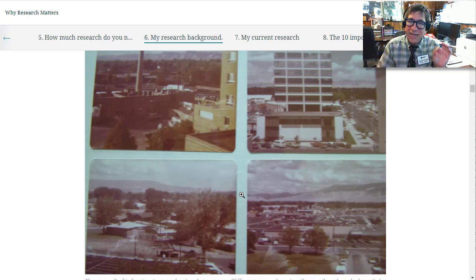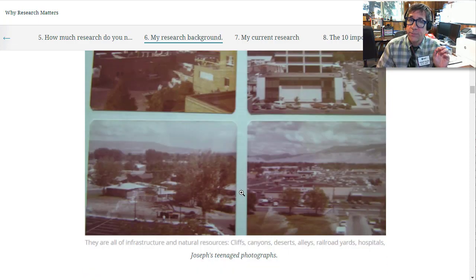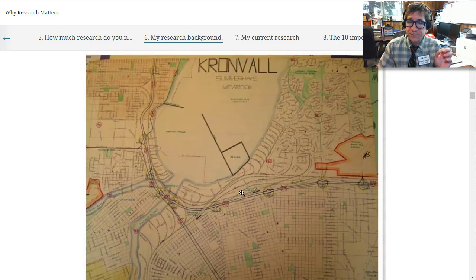So I was always very keen on getting outside. I loved technology, and I also loved maps. So as a young person, I would make maps of made-up places like you see here. This map is based on reality.